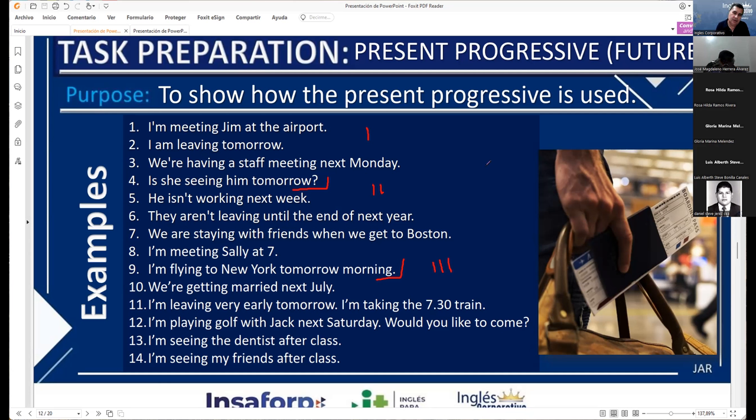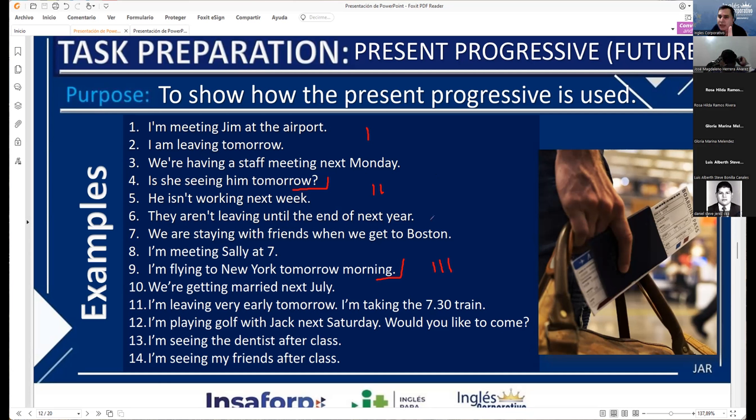We're having a staff meeting next Monday. A staff meeting next Monday. Is she seeing him tomorrow? Is she seeing him tomorrow? Because of the sound in "is she," you eliminate the S.